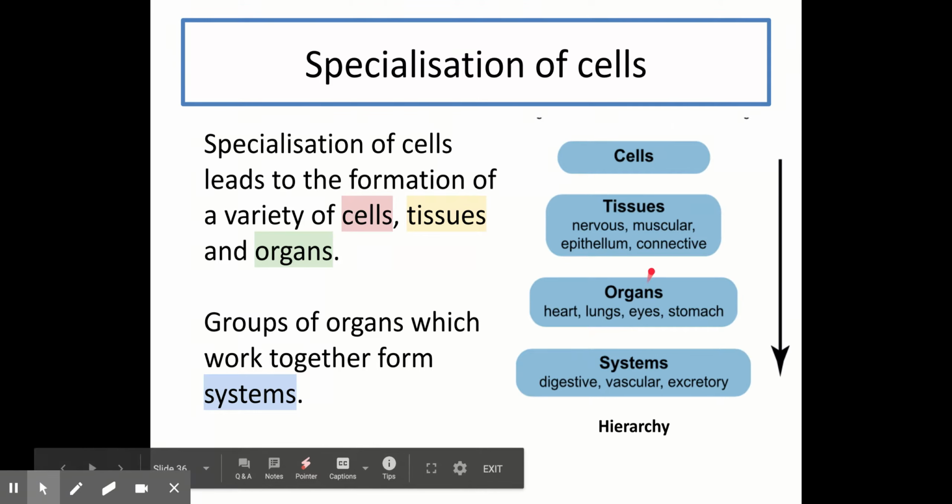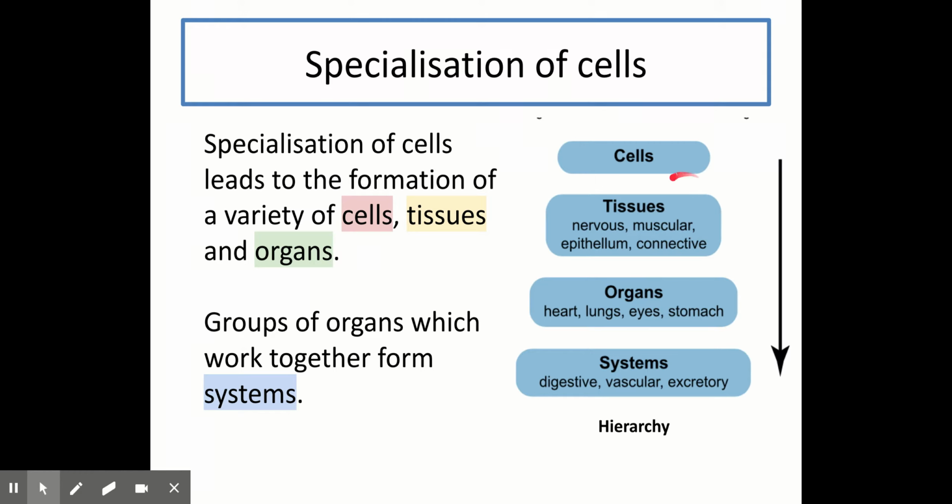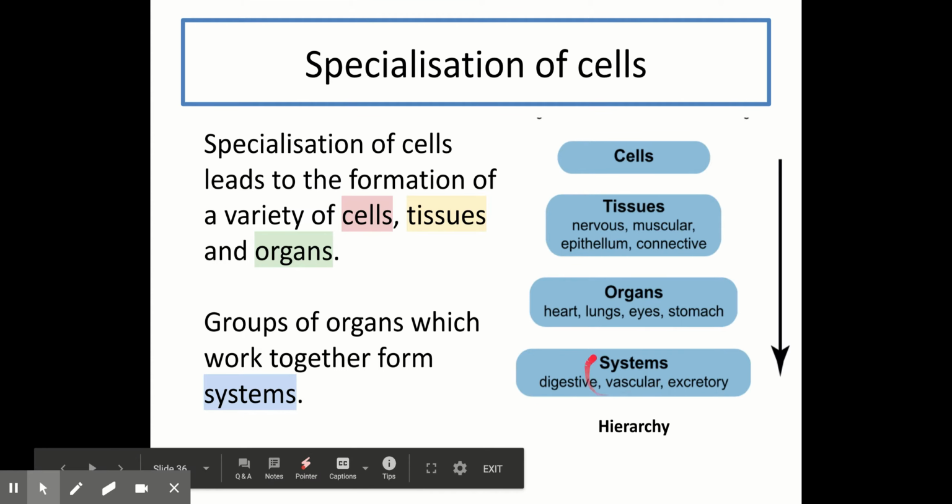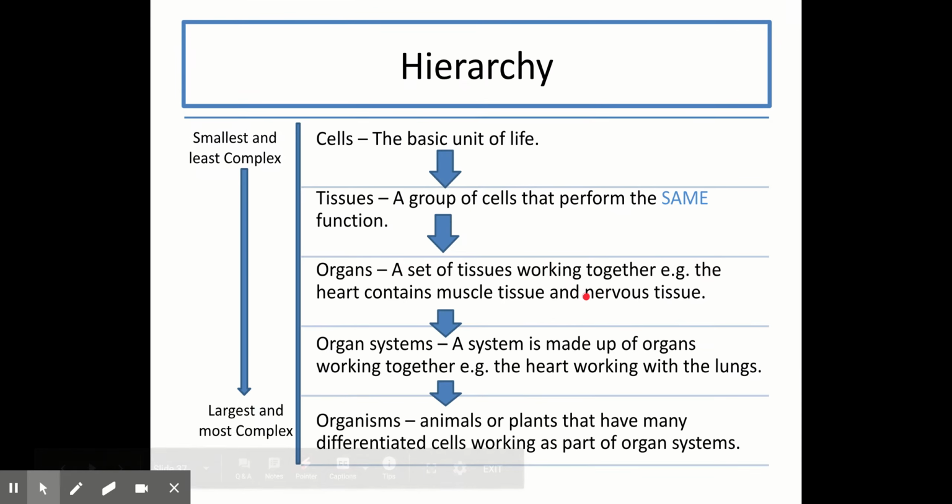This layout here is called a hierarchy. With the cells at the bottom, as they are the smallest unit and the least complex, and it works its way up through tissues, organs, and systems. Systems are the most complex here. So here's the hierarchy in a bit more detail.